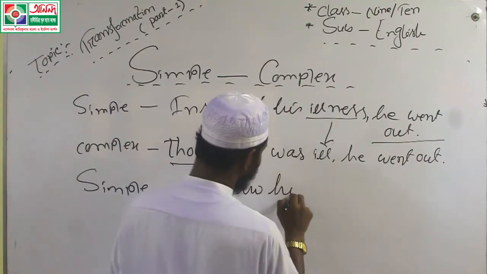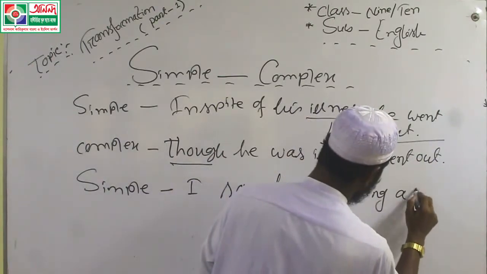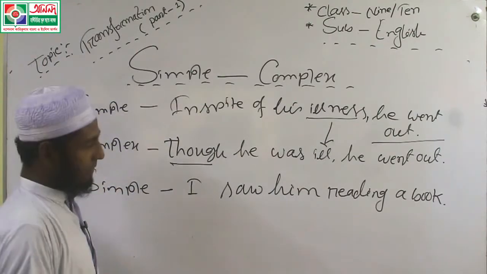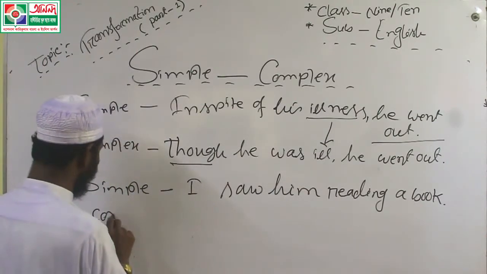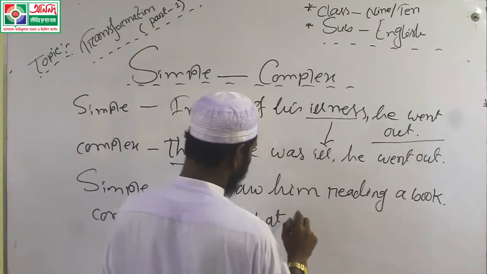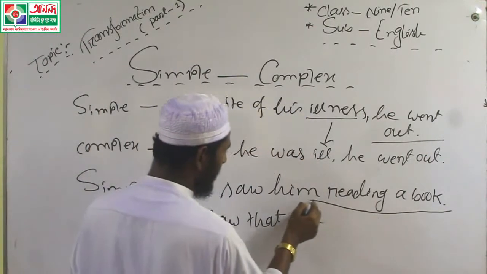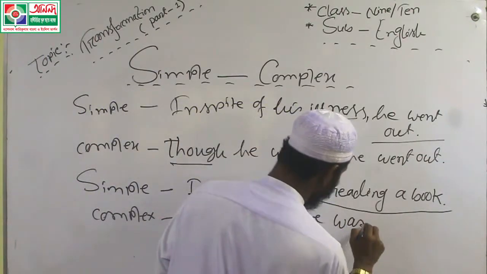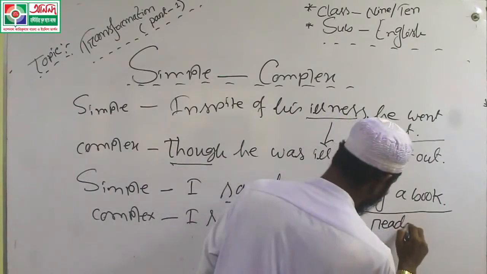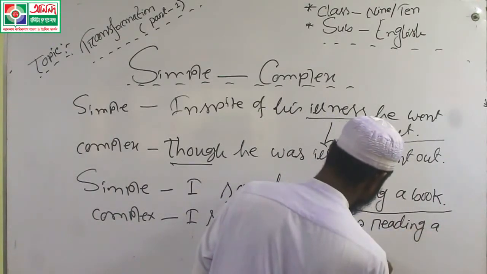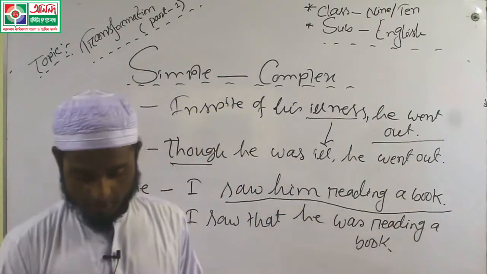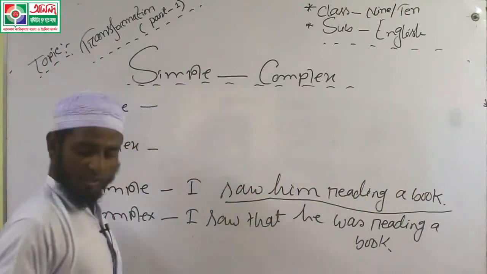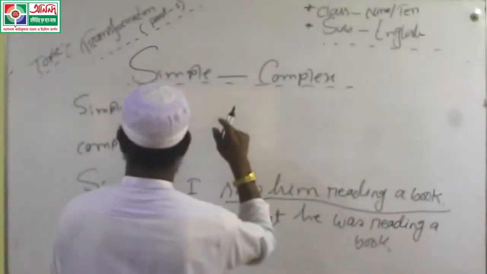Simple: I saw him reading a book. Complex: I saw that he was reading a book. This is past indefinite tense. Okay? You have to practice more and more, writing examples.